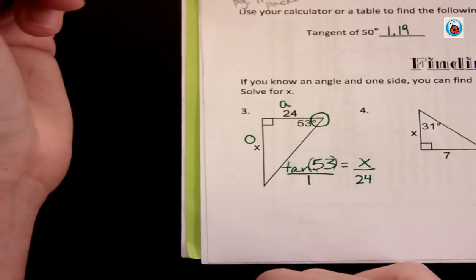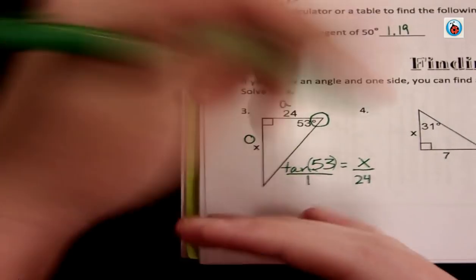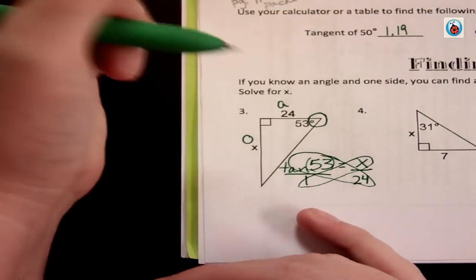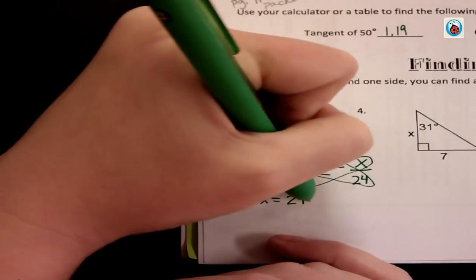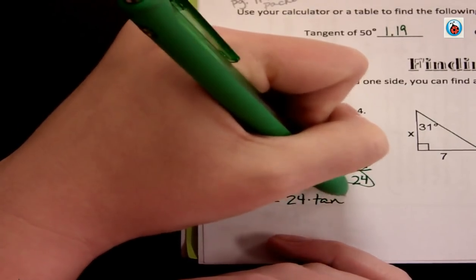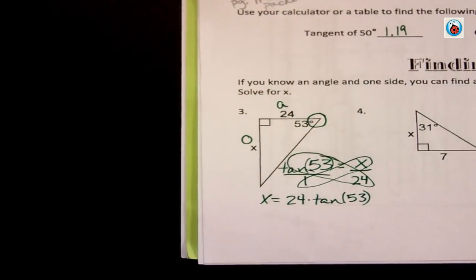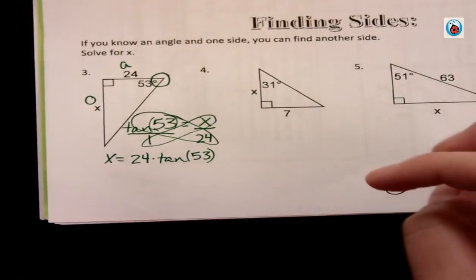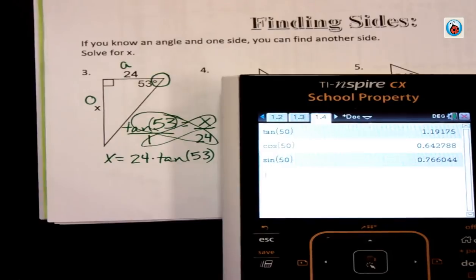If you put a 1 under that, now what you have is a proportion. It looks kind of like a proportion where you can cross multiply and then solve. So x is now going to equal 24 times the tangent of 53. Here's something that will make your life a lot easier while doing this. Always put the number first. Always. When you're putting this into the calculator, always put the number first.